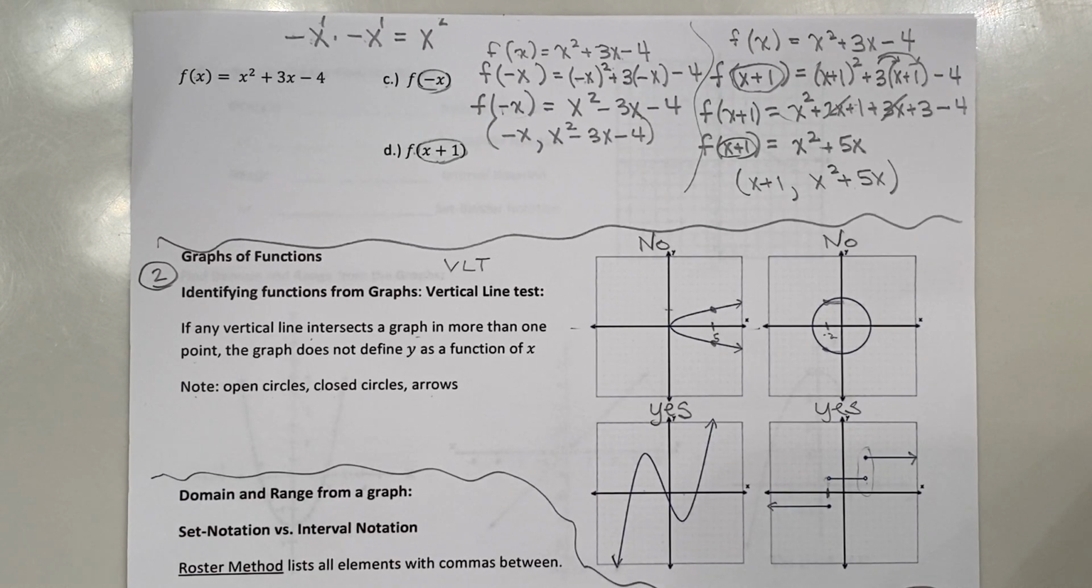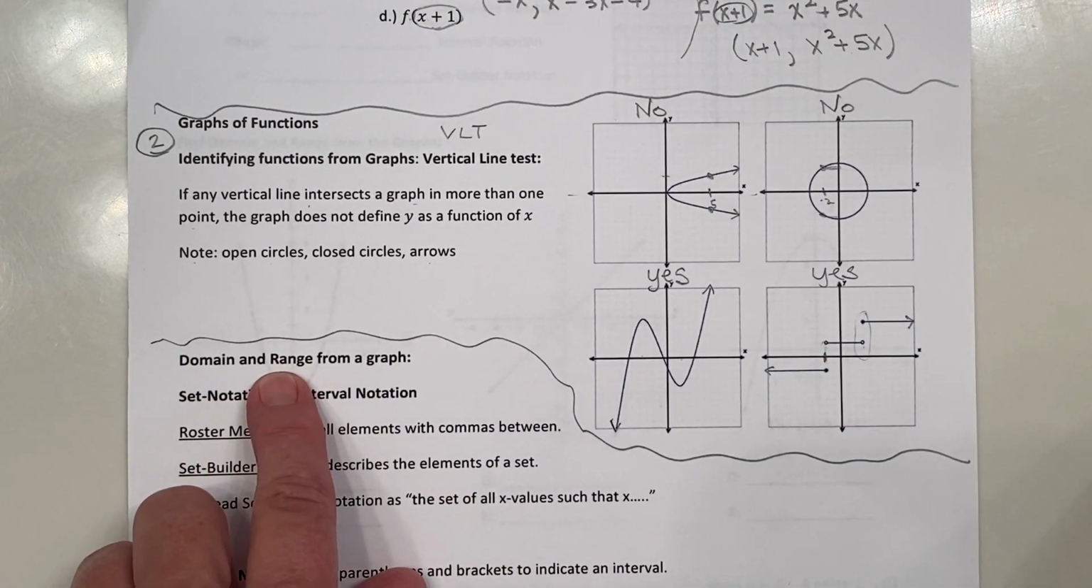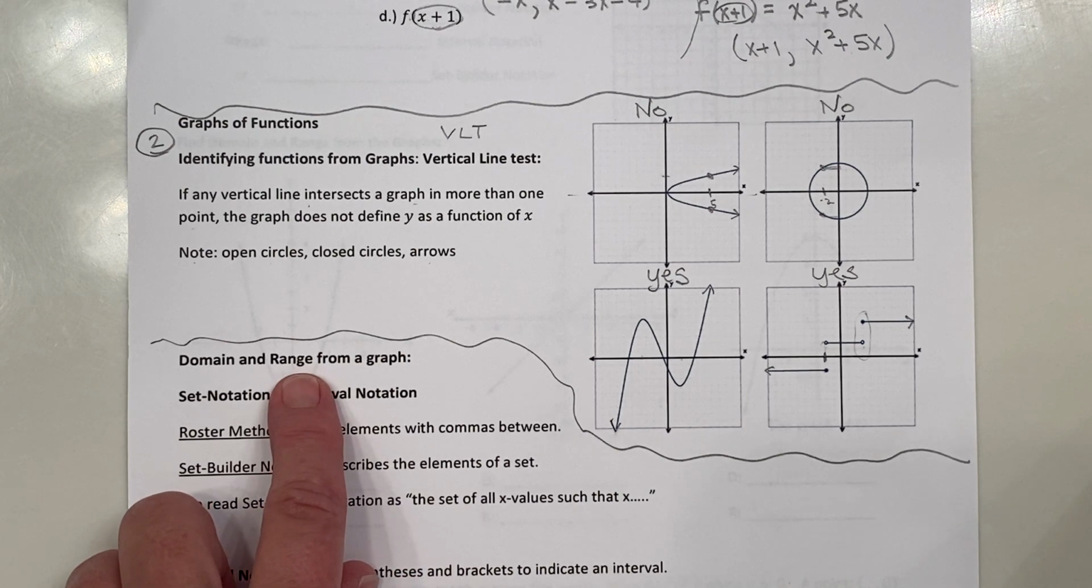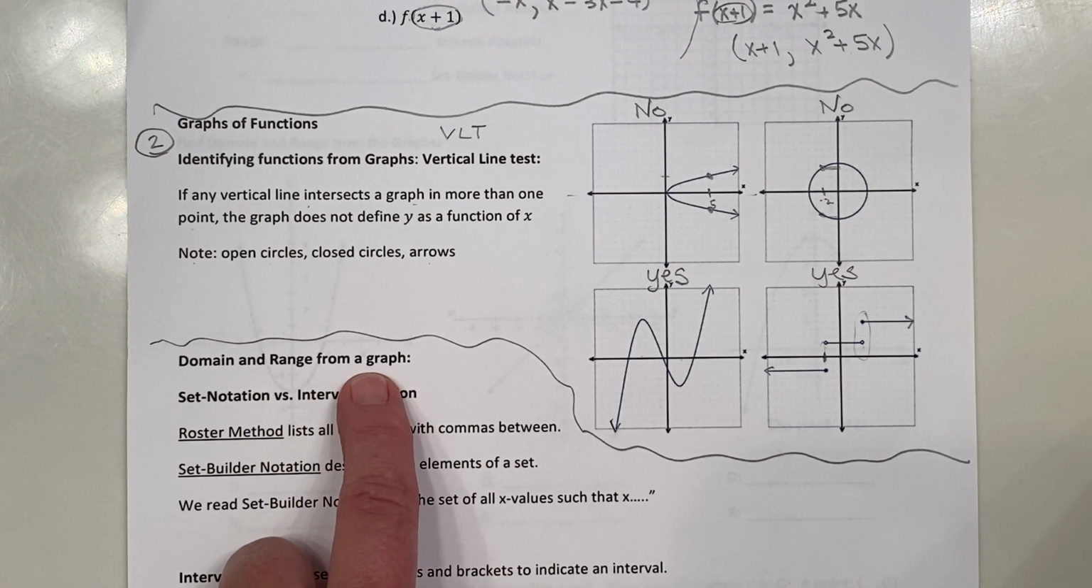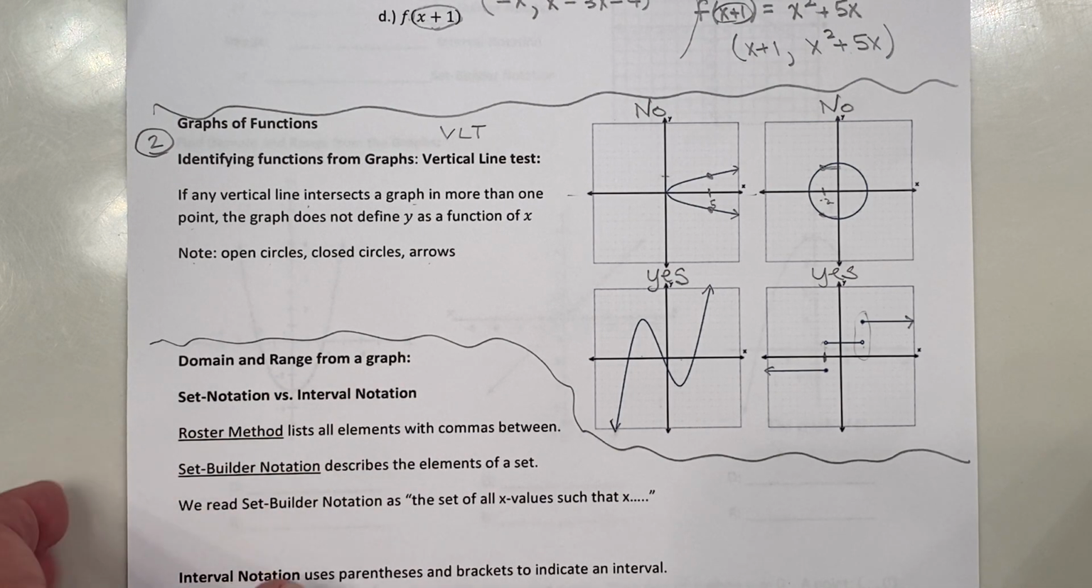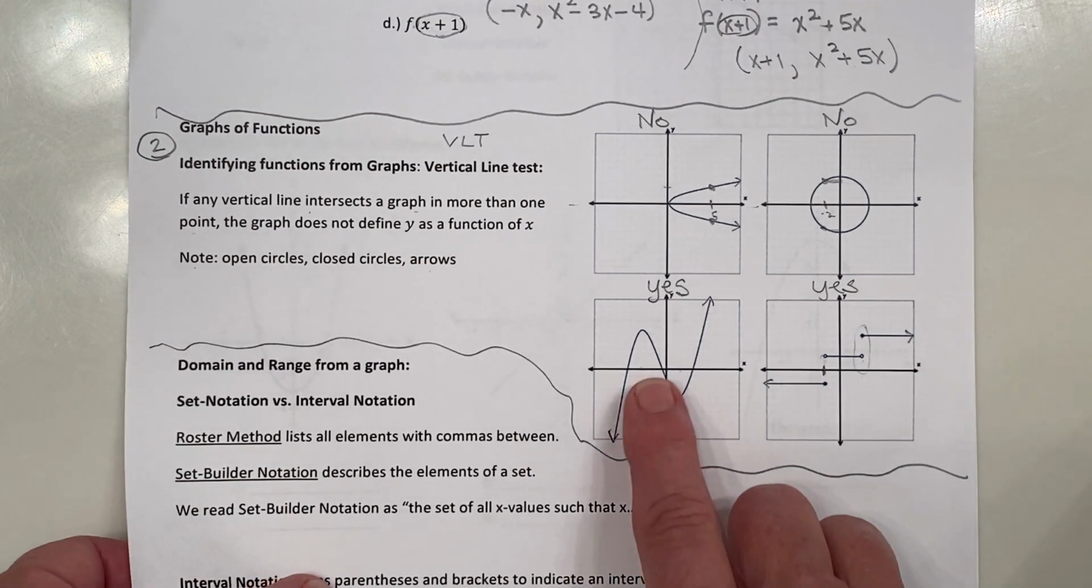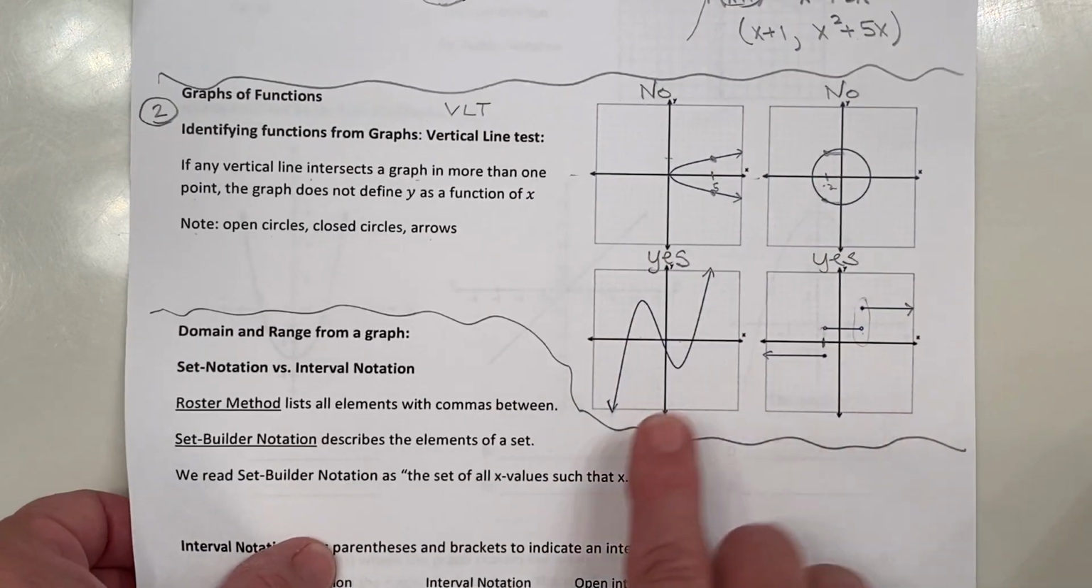All right, continuing in Chapter 2, Section 1, Basics of Functions and Their Graphs. We're going to continue looking at domain and range, but this time instead of looking at domain and range from a set of ordered pairs or a relation, we're going to be looking at domain and range from a graph.